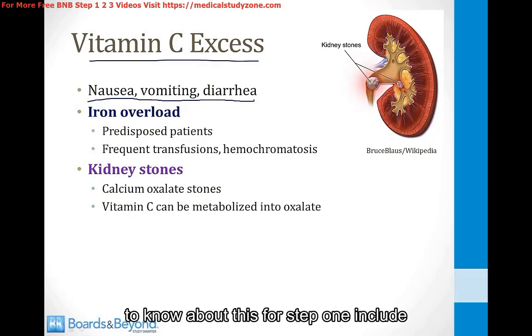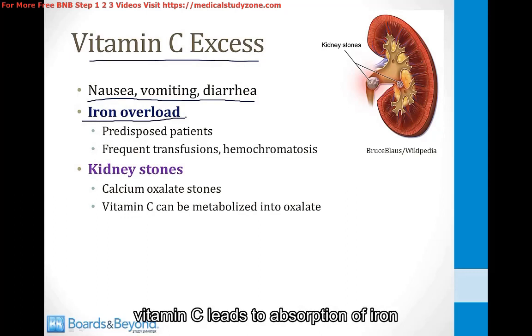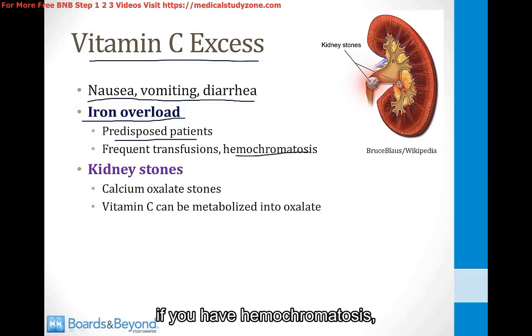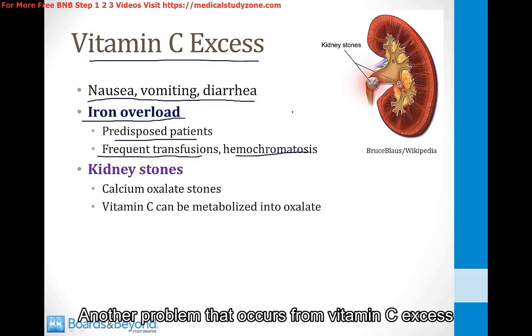The things they will want you to know about this for Step 1 include that it can cause iron overload. As we saw before, vitamin C leads to absorption of iron, and if you are predisposed to iron overload, for example, if you have hemochromatosis or frequent blood transfusions, then consuming too much vitamin C can worsen the iron overload syndrome. Another problem that occurs from vitamin C excess is kidney stones.